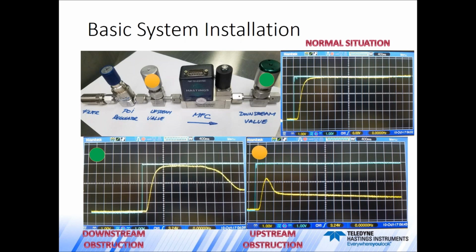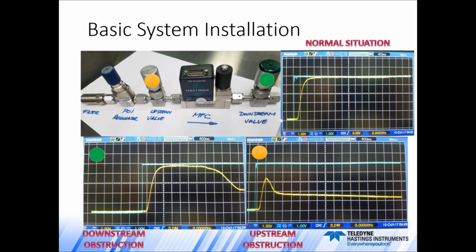So if you see this kind of signal, this will point you towards a downstream issue. Back pressure buildup in the system, a malfunctioning valve, maybe a line that is getting clogged, maybe a downstream filter that needs to be replaced. On the right side with a yellow dot, I have marked a typical behavior of the flow controller that is involved in an upstream obstruction.